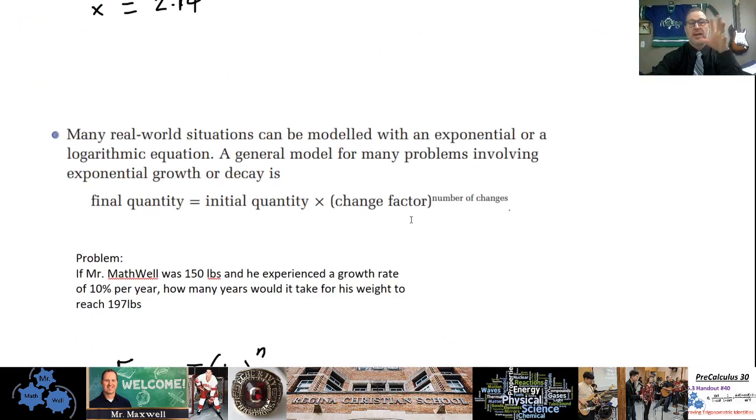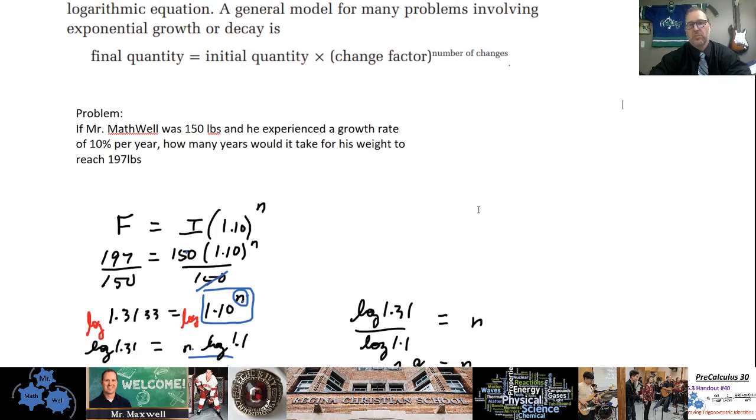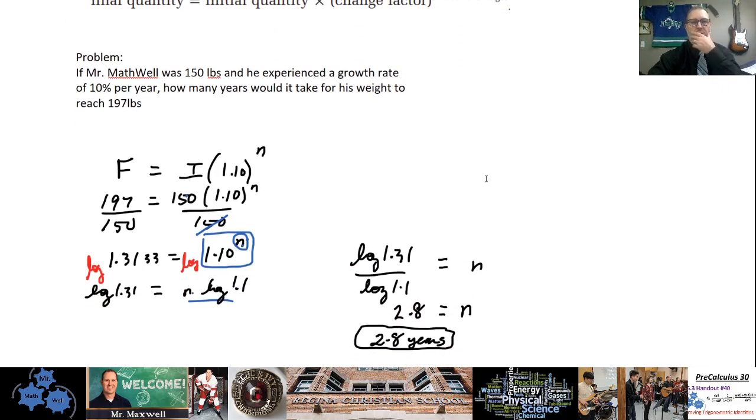The final thing I'm going to show you here, this is the last thing. We haven't done really many word problems, so I'm just going to throw a word problem in there as a bit of a review. Many real-world situations can be modeled with an exponential or a logarithmic. The general model for many problems involving exponential growth or decay is this: the final quantity is equal to the initial quantity times the change factor to the power of the number of changes. So here's a problem that I made up that's going to use this.